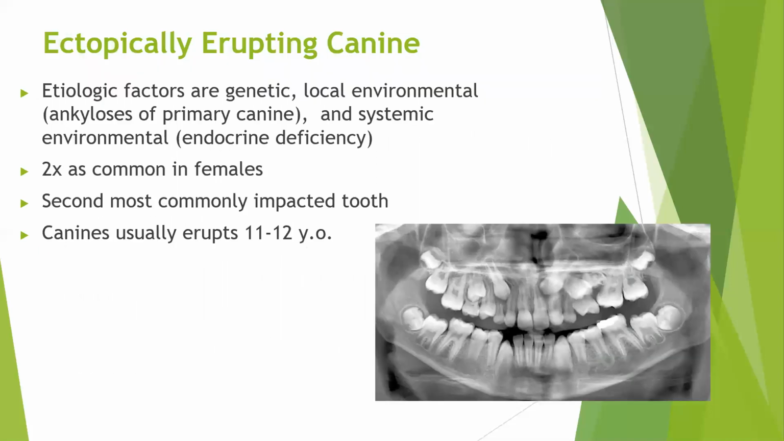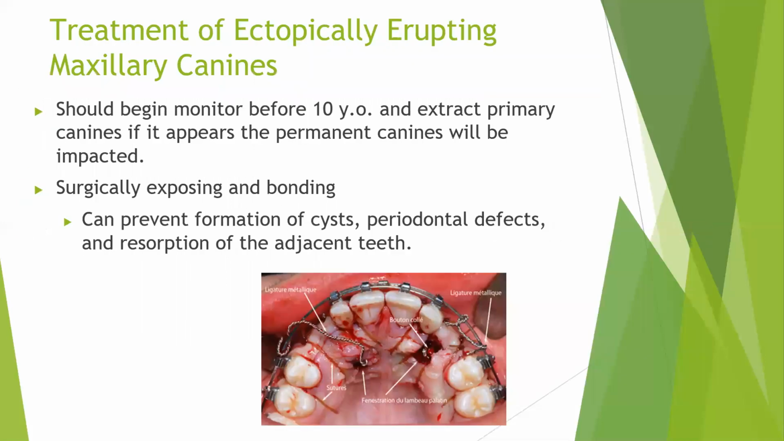Ectopically erupting canines. Etiologic factors are genetic, local environmental, and systemic environmental, such as endocrine deficiencies. It occurs 2 times as commonly in females, and it is the second most commonly impacted tooth in the jaws. And again, the first most commonly impacted tooth is the third molars or the wisdom teeth. Canines usually erupt between 11 and 12 years of age.